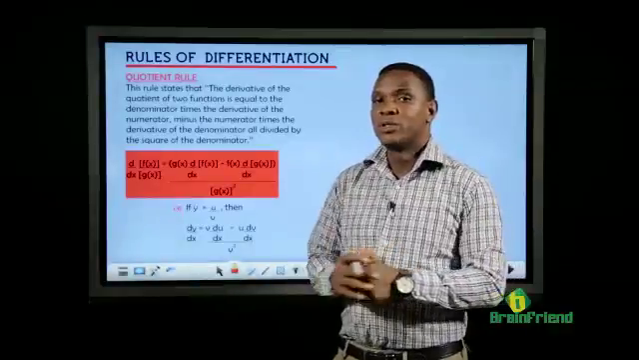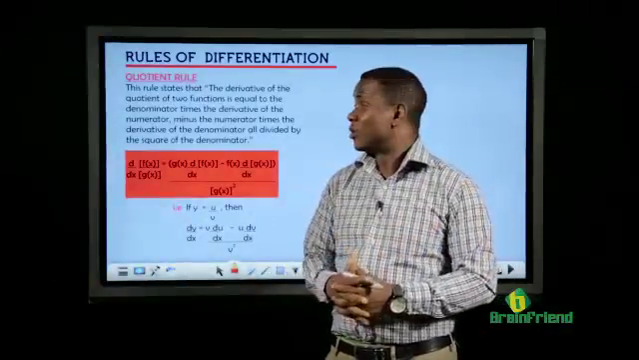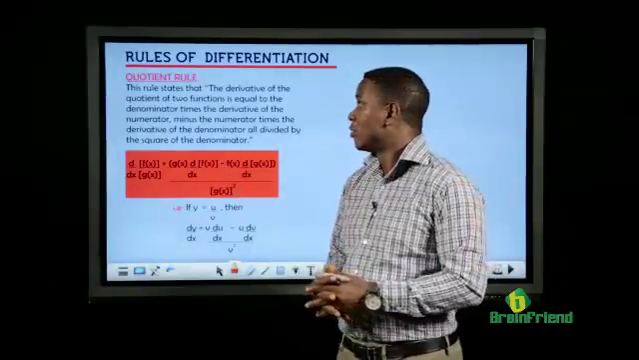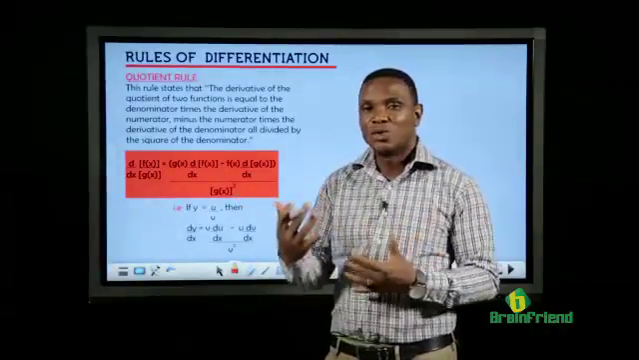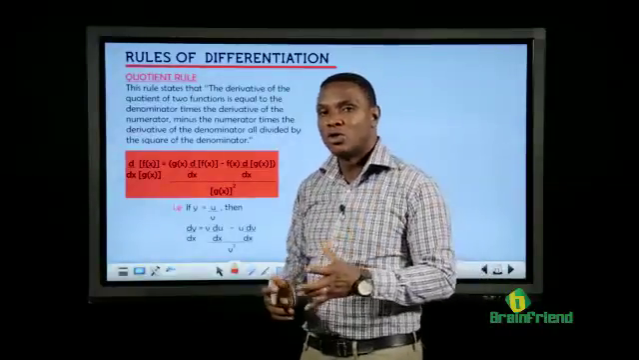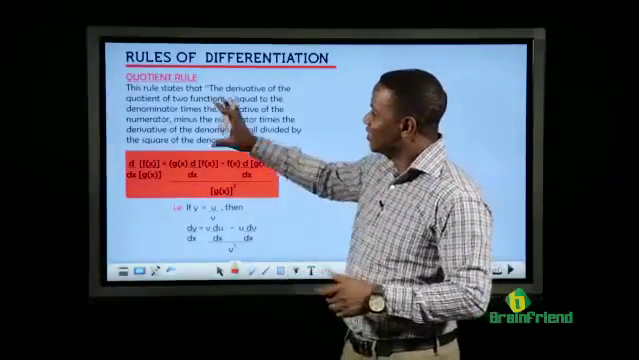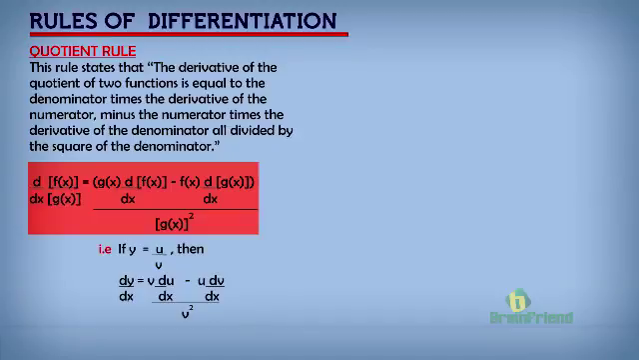Another rule, also important, that we come across in differentiation is the quotient rule. Quotient, of course, we know what quotient means. It has to do with division. So when we have two functions, one dividing the other, there are certain rules that we must follow. And it states that the derivative of the quotient of two functions is equal to the denominator times the derivative of the numerator minus the numerator times the derivative of the denominator, all divided by the square of the denominator.